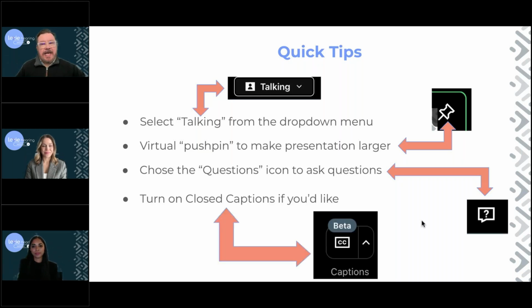And lastly, at the bottom right corner, you'll see something that says beta and the CC symbol. If it will be easier for you, I would encourage you to turn on closed captions. That way you can follow along and don't have to worry so much about your audio connection. With that said, I'm going to turn you over to Pearl and Nabila to introduce themselves.